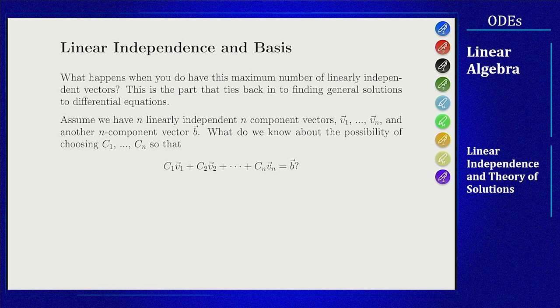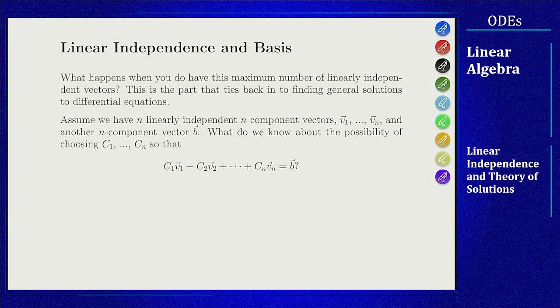So let's assume that we have that. Let's assume that we have n component vectors. I have n of them, and they're linearly independent. And I give you some other random vector b. I will look at the possibility of choosing c1 through cn such that this all adds up to b, that c1 v1 plus c2 v2, and so on adds up to the vector b. What do we know here? Well, we know one thing in particular.